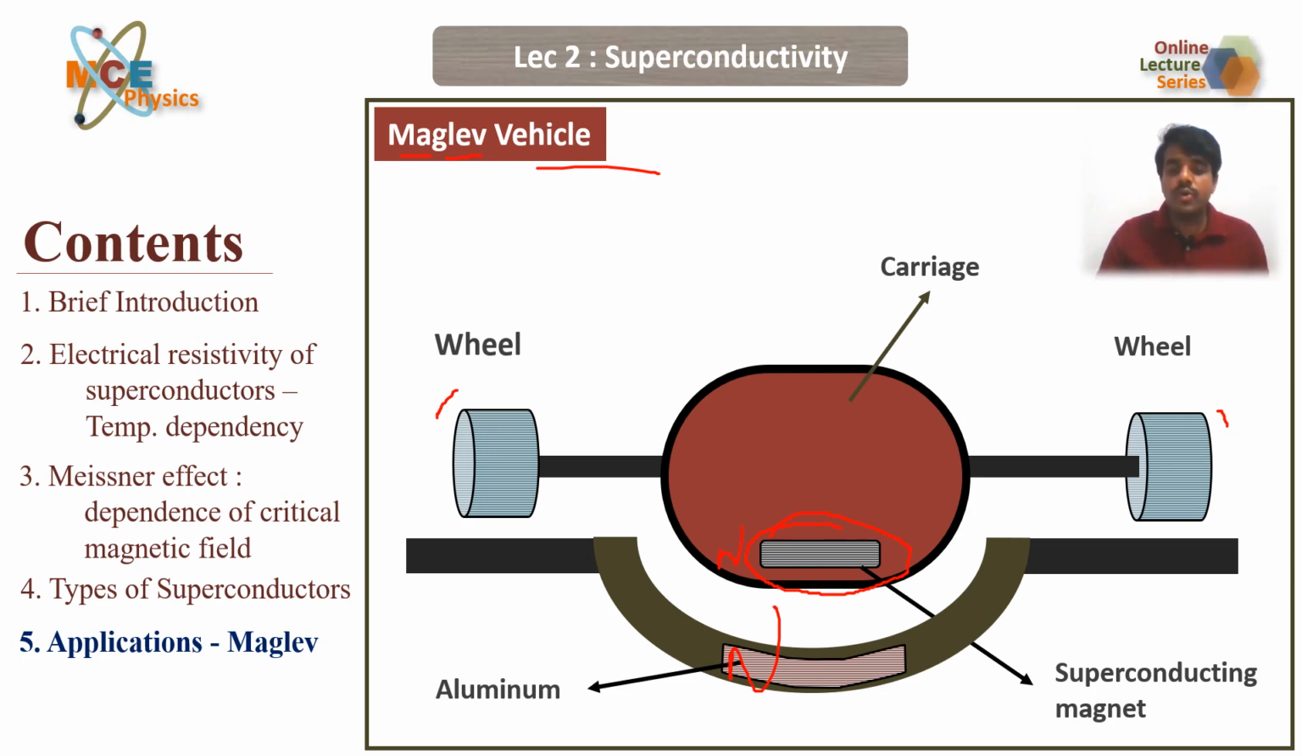Because there is no friction between the guideway, or the track or rail, and the train or the carriage, it can achieve the highest speed.